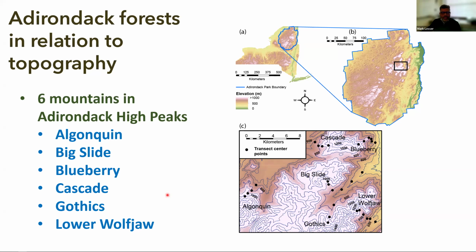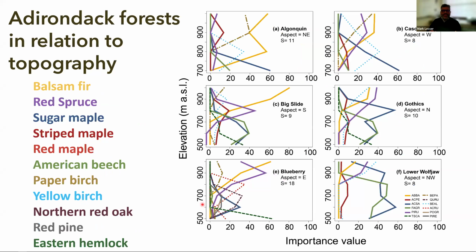And the mountains are Algonquin, Big Slide, Blueberry, Cascade, Gothics, and Lower Wolfjaw. And what we did is that along each of these mountains at 100-meter elevational intervals, we established transects and sampled the forest composition at each of those elevations. And what we see from that on these 6 mountains is, to some degree, those general patterns that I just talked about being apparent. The yellow lines on each of these plots is balsam fir.